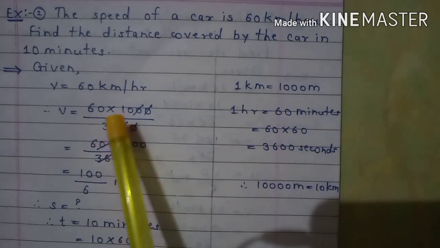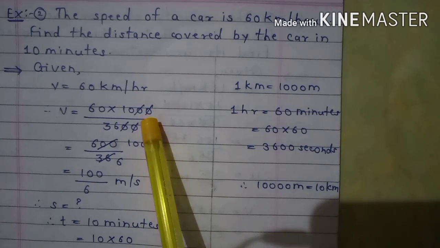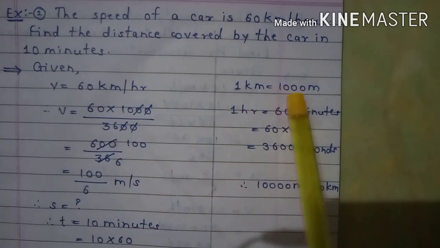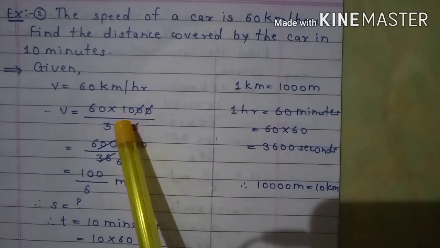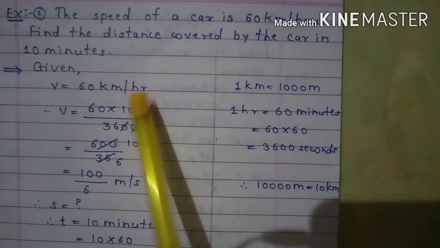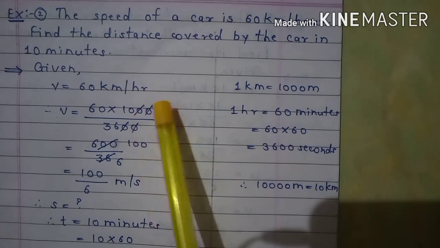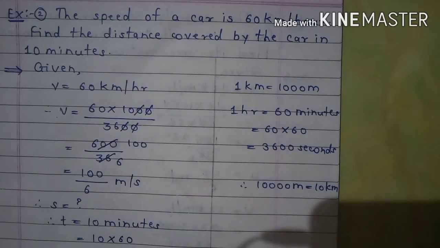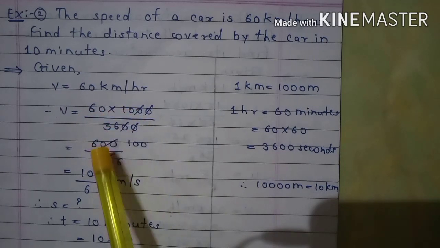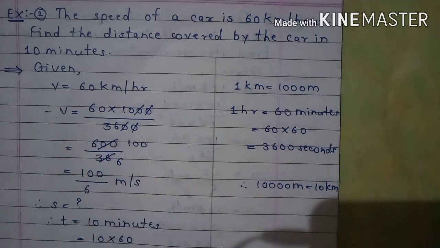So here V is equal to 60 into 1000, because 1 kilometer is equal to 1000 meters, so we are multiplying by 1000, upon 1 hour means 3600. Now here two zeros of the numerator and two zeros of the denominator cancel. So how much remains? 60 into 10 means 600 upon 36.